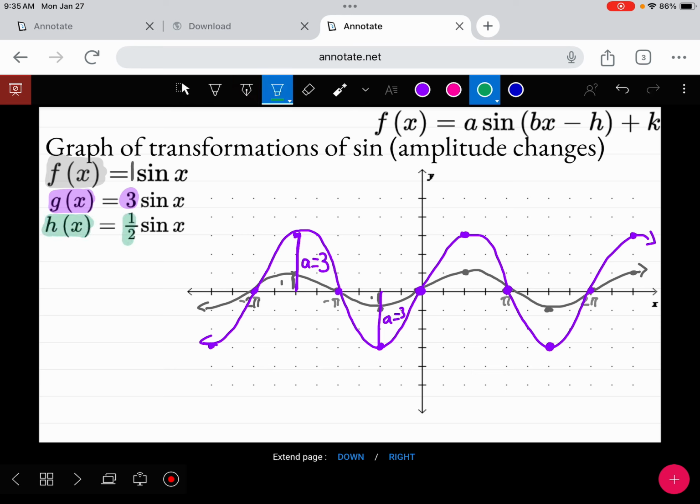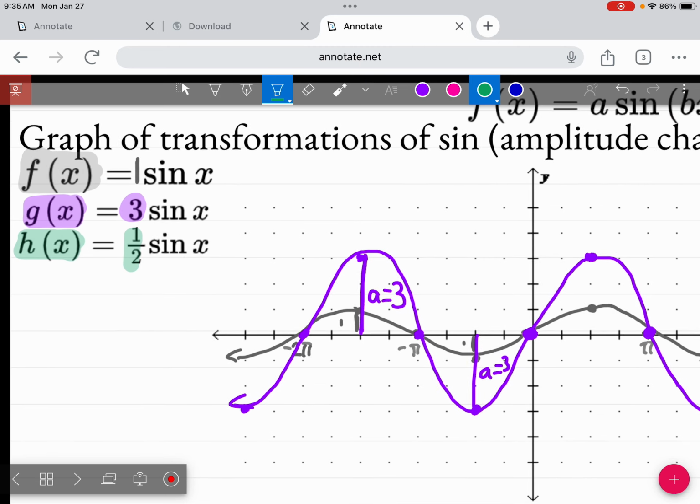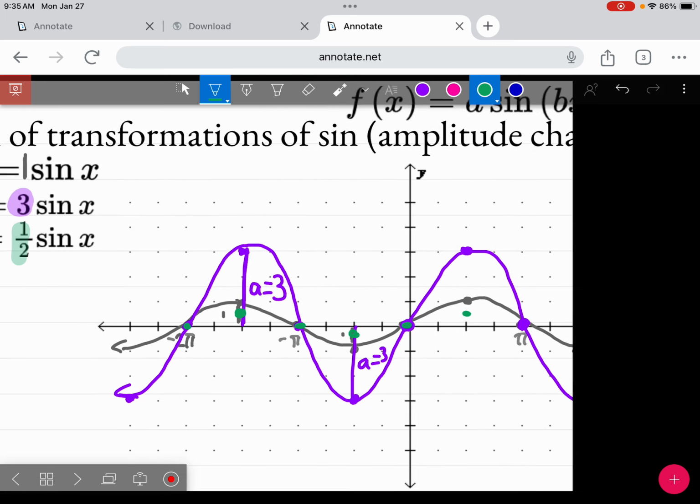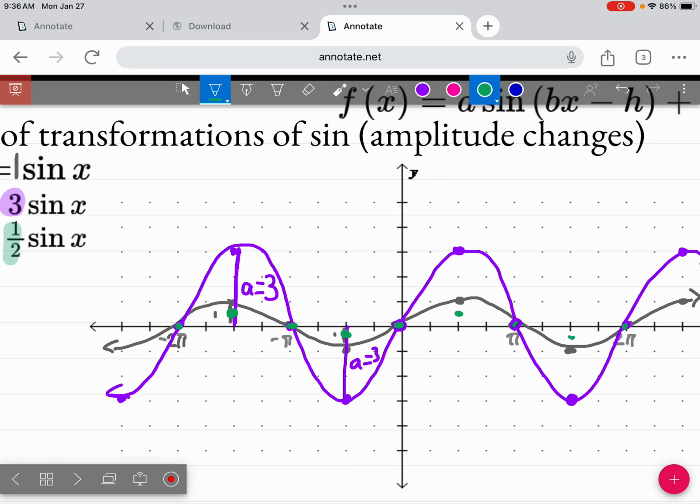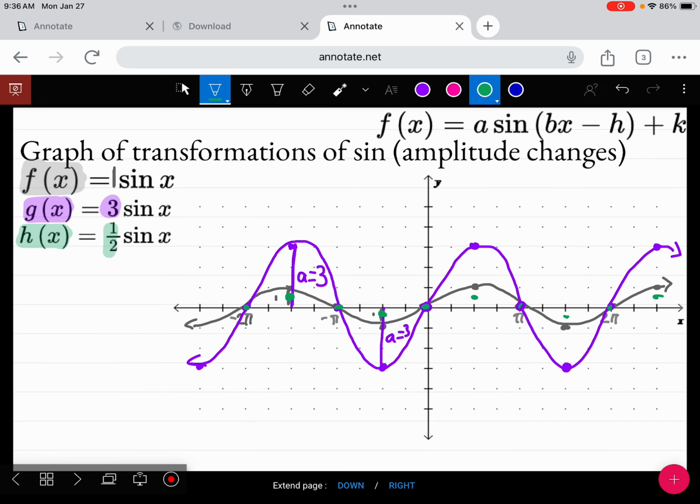All right. So on h of x, very similarly, instead of multiplying by 3, we're going to multiply by 1/2. So our amplitude is going to be smaller. So again, my zeros are going to stay the same, but my y, instead of being at 1, is going to be at half. 0, half, 0, half, 0, half, 0, half. And it's going to look like this.